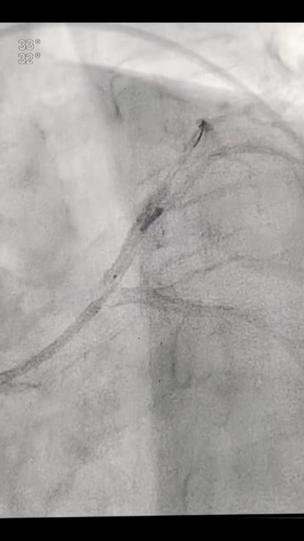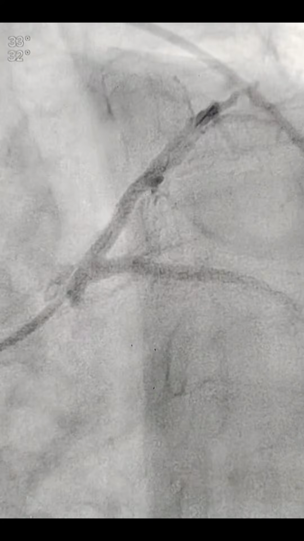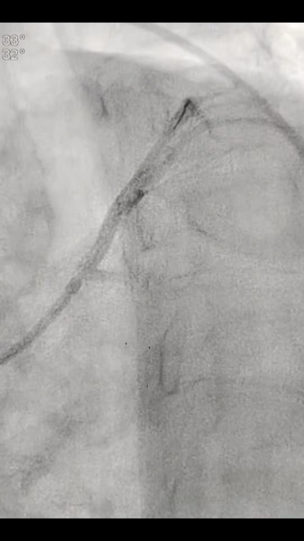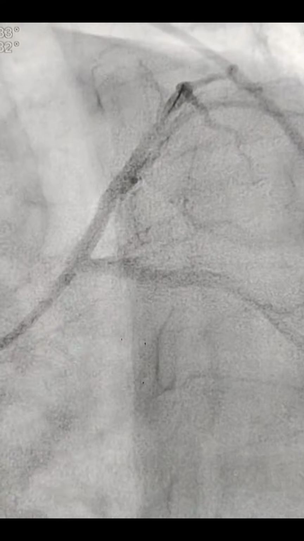So this was the NC balloon of 4 by 10, and this is the NC, and this is the picture after this NC. So this is an angioplasty to the ostial LAD with the nail the ostium technique in this NSTEMI patient. So this was the final shot without wire.